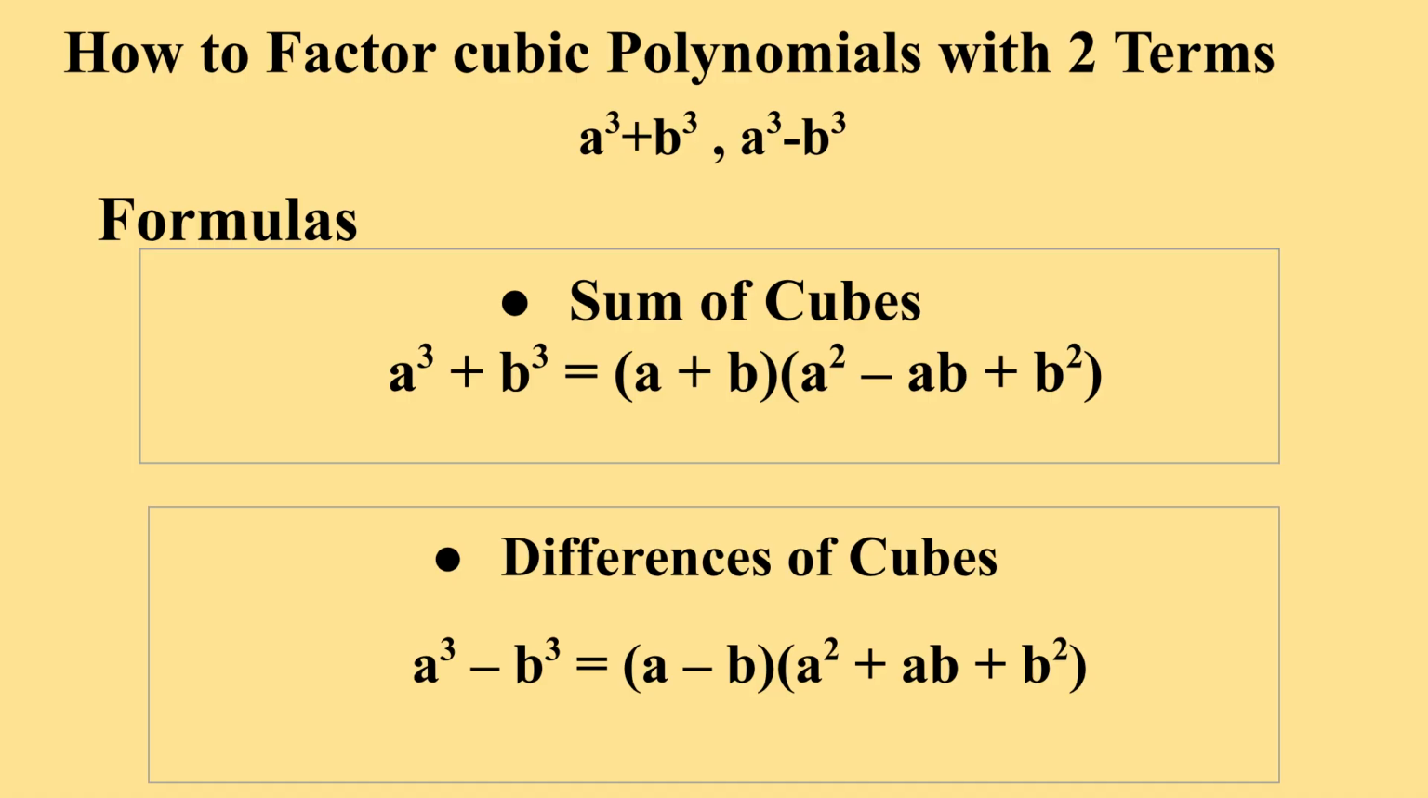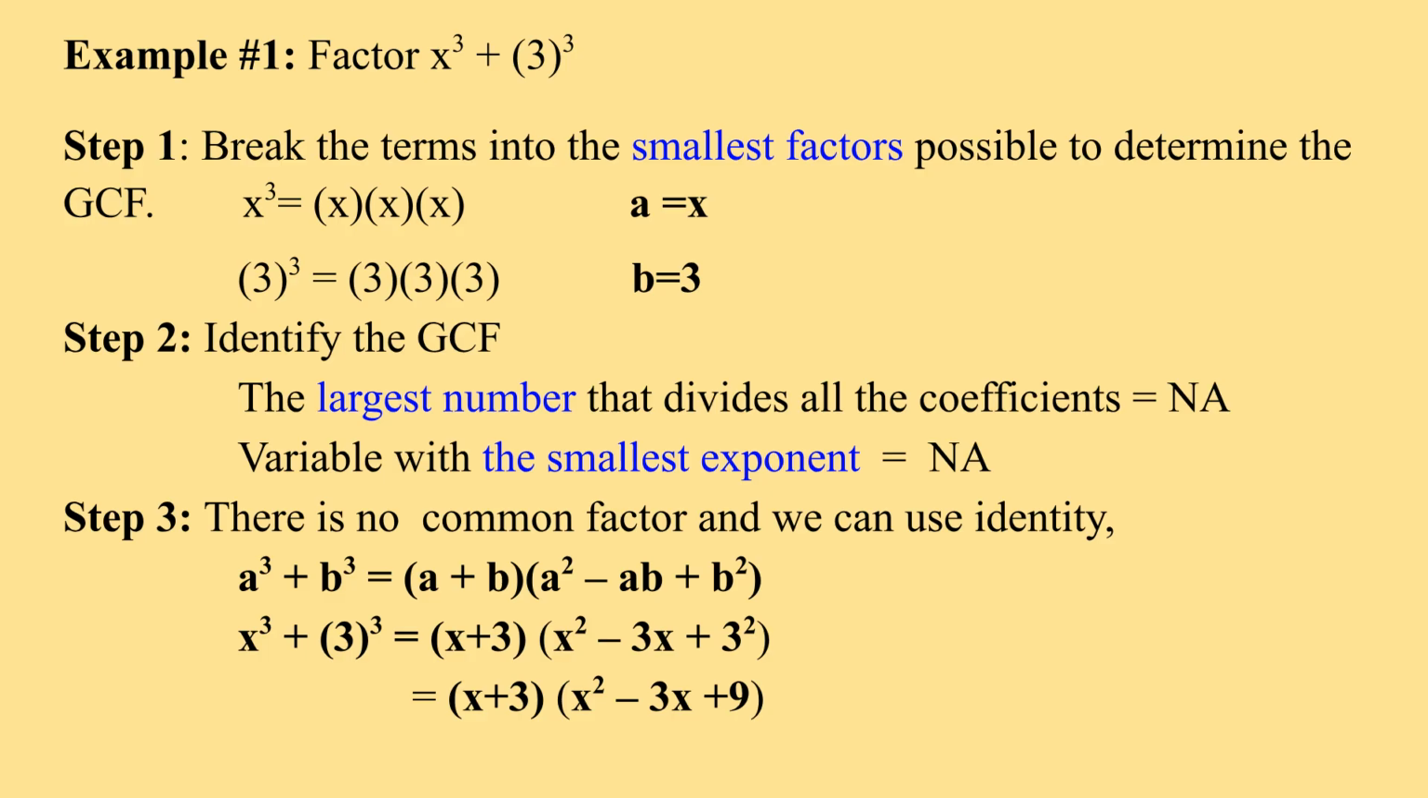Now let's look at factoring cubic polynomials with 2 terms using the sum of cubes and difference of cubes formulas. Example number 1, factoring x cubed plus 3 cubed. We use 3 main steps to simplify and factor the polynomial. Step 1, break terms into smallest factors. x cubed is written as x times x times x, and 3 cubed is written as 3 times 3 times 3. After confirming no common factor, we apply the sum of cubes identity. We identify the base values a equals x and b equals 3.